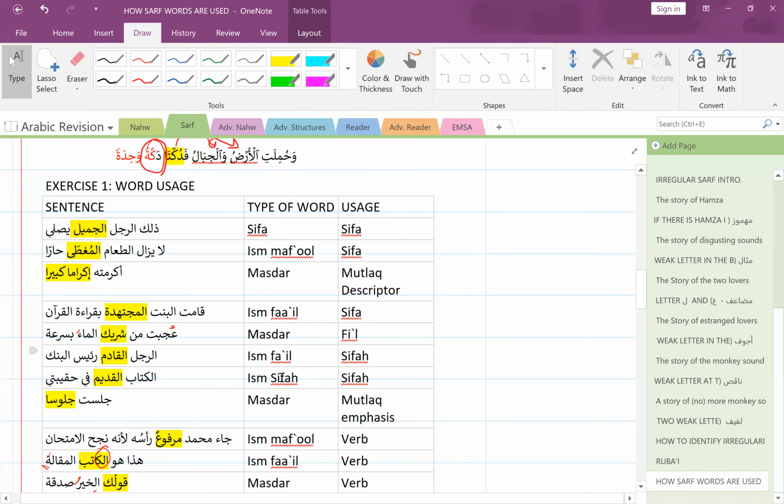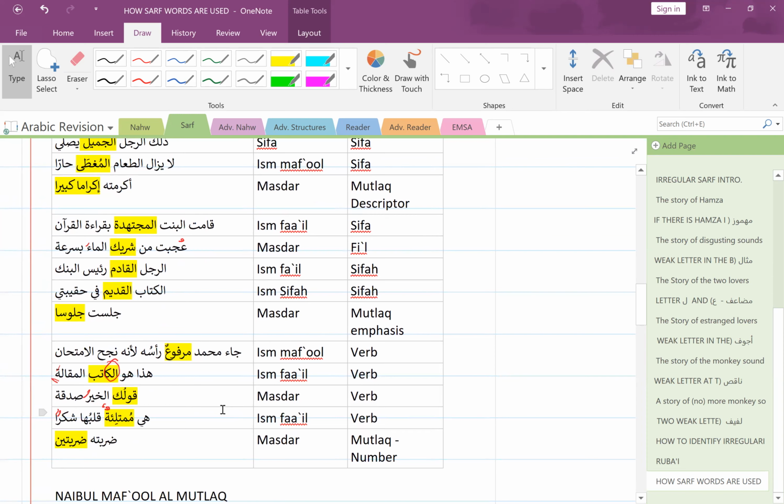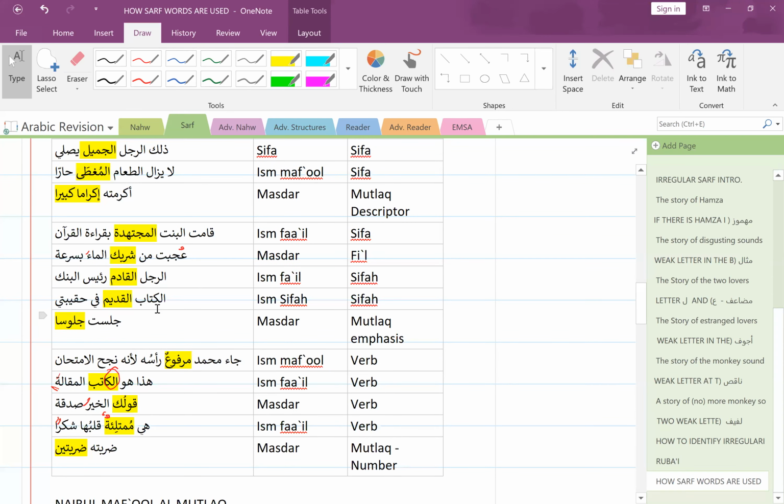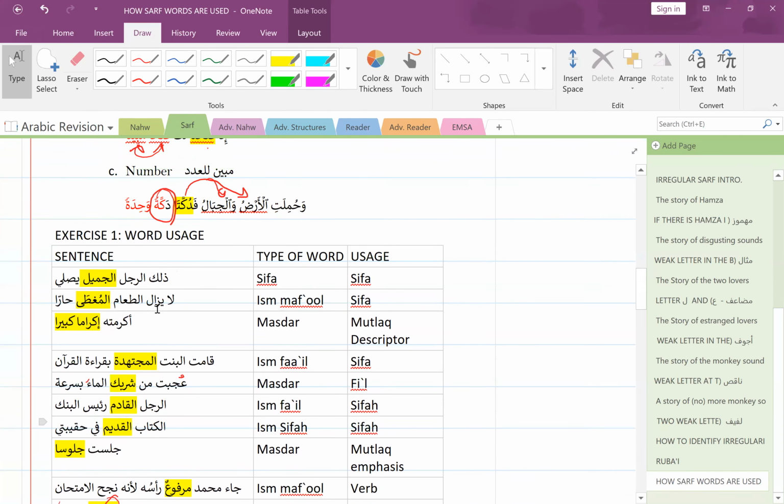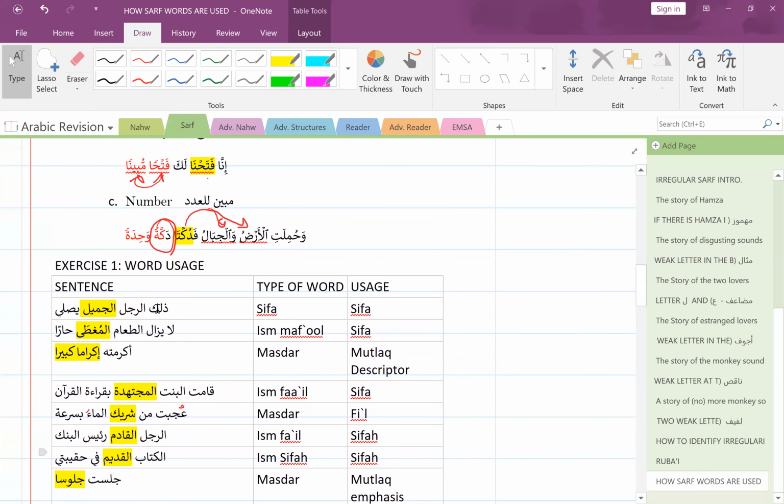Actually, my idea moving forward is if we can have more of this kind of exercises, because sarf, you can't really do this. Sarf is crazy. But with the remaining topics, it's easy to do such exercises. So inshallah, maybe that's what we'll do.